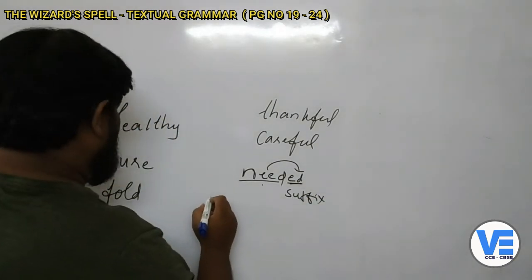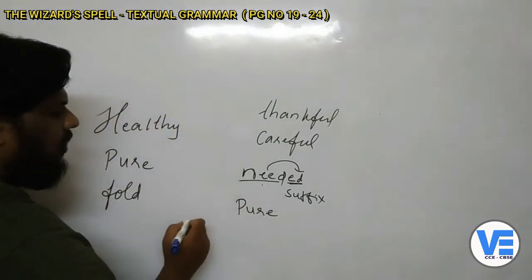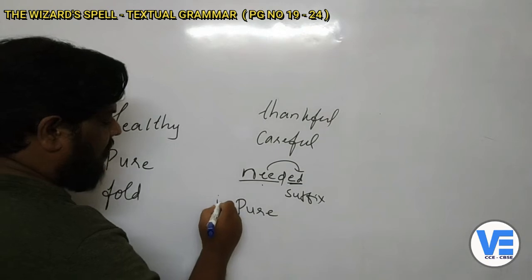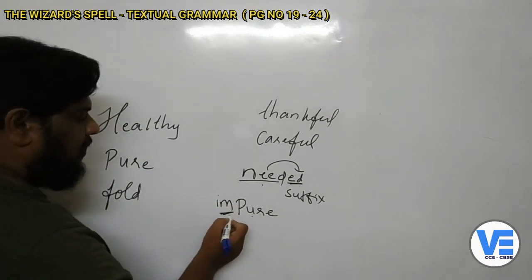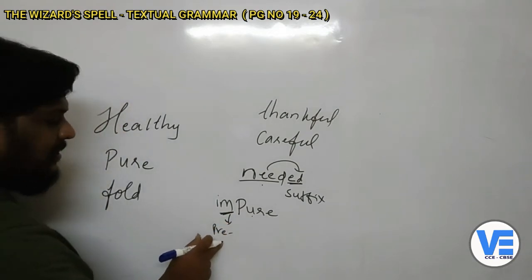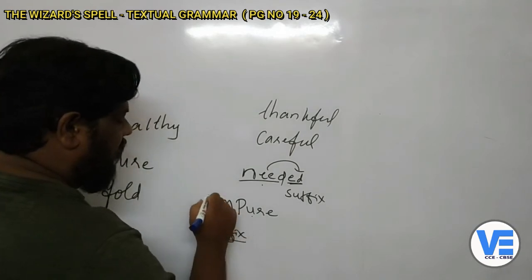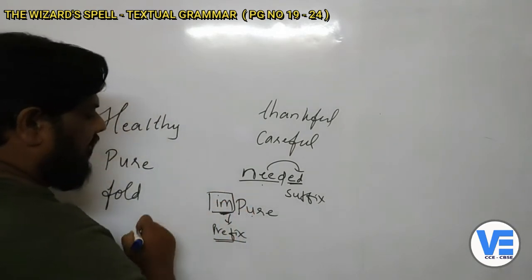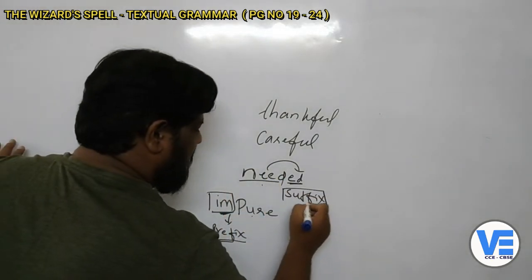Now I'm writing one more word, which is pure. Here I'm writing im before the word. This will become the prefix, in the sense of first, in the beginning. So if you write something in the beginning, it is a prefix. If you write something after the word, it will become the suffix.